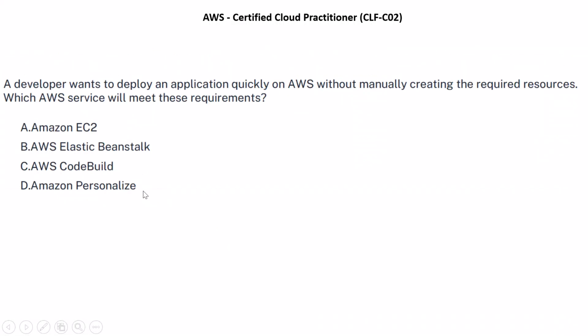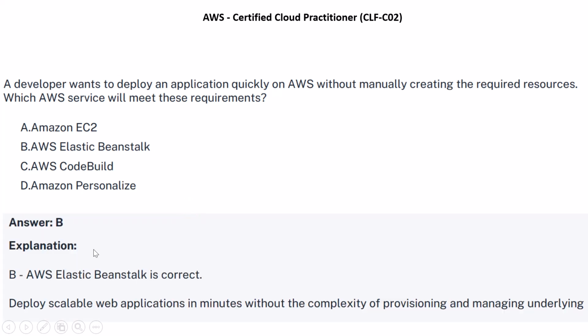Next question. A developer wants to deploy an application quickly on AWS without manually creating the required resources. Which AWS service will meet these requirements? Option A, Amazon EC2. Option B, AWS Elastic Beanstalk. Option C, AWS CodeBuild. Option D, Amazon Personalize. The right answer is option B, AWS Elastic Beanstalk. Deploy scalable web applications in minutes without the complexity of provisioning and managing underlying infrastructure.